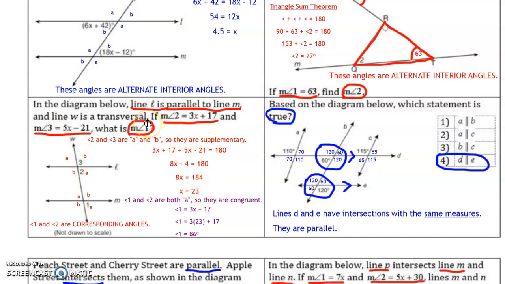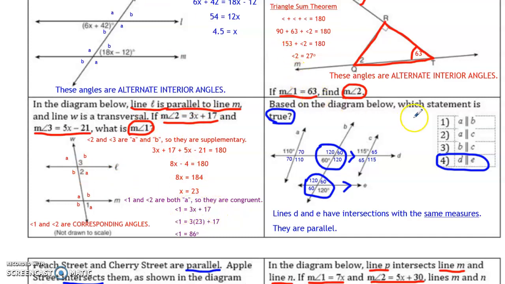We're looking for the measure of angle 1. So angle 1 is an A, which means that it is the same as angle 2. So whatever angle 2 is, which is 3x plus 17, angle 1 is exactly the same angle. So 3x plus 17 again.